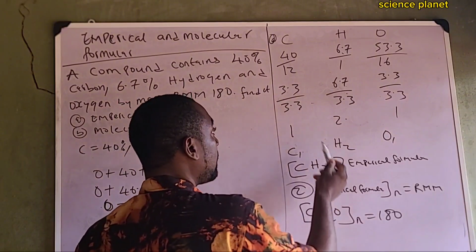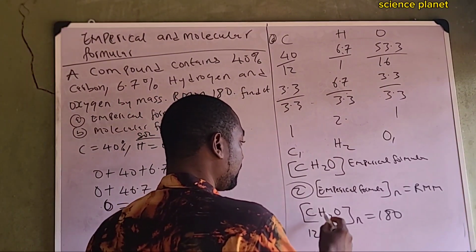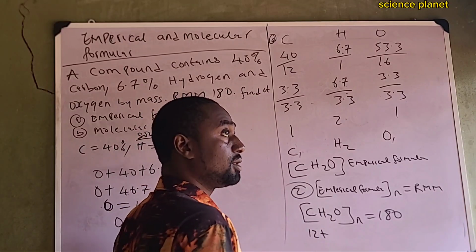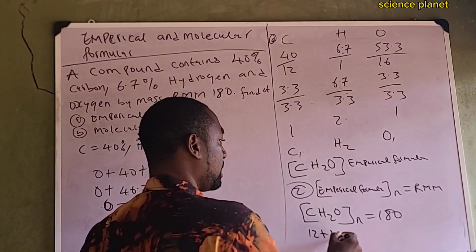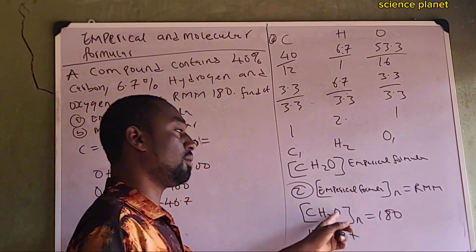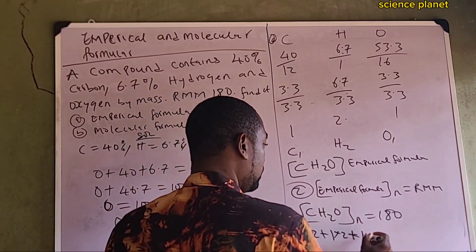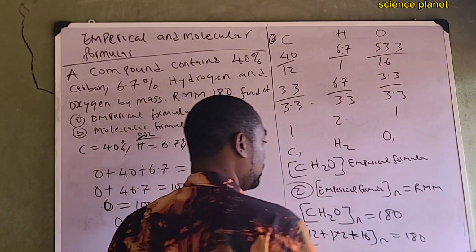So carbon, what is the mass number of carbon? Mass number is 12. Plus the mass number of hydrogen, which is 1. The 2 in front of hydrogen means times 2, plus the mass number of oxygen, which is 16. So plus 16. So we bracket am and it equals to what? 180. So what will happen?